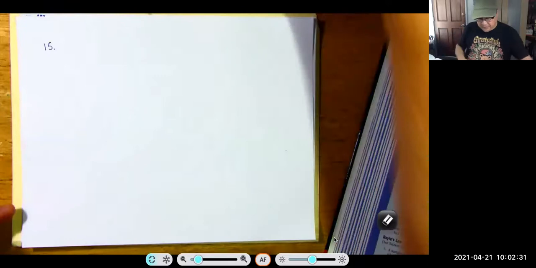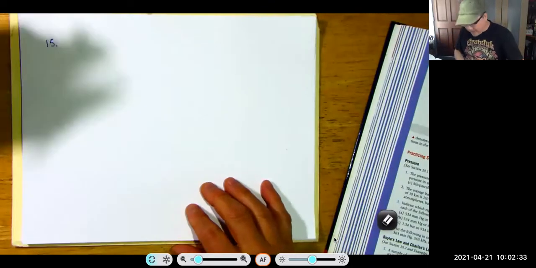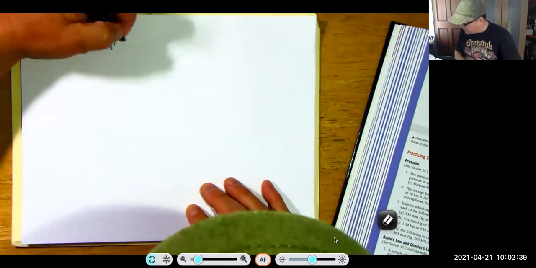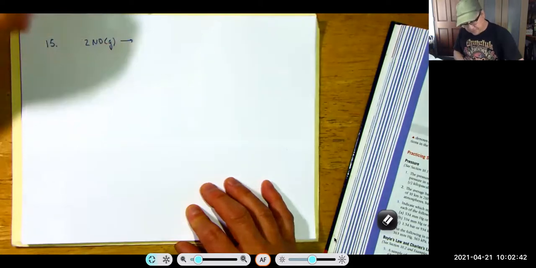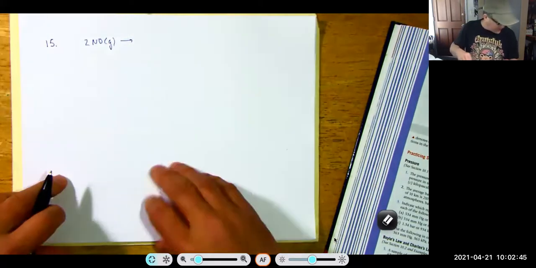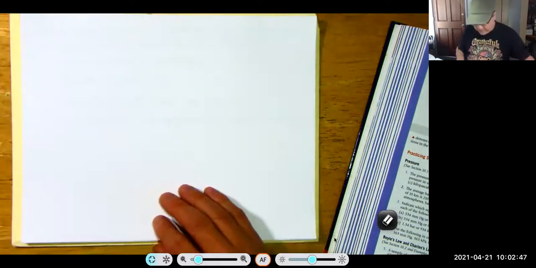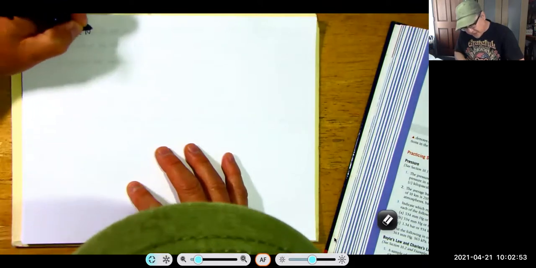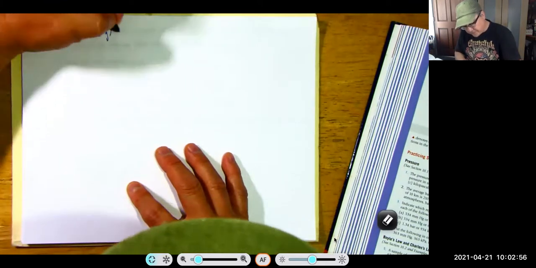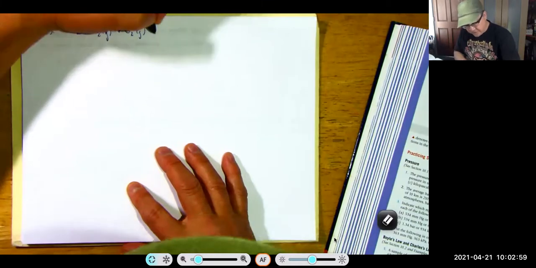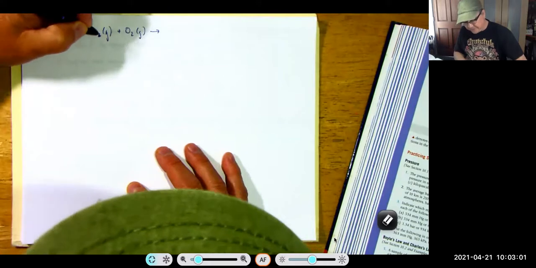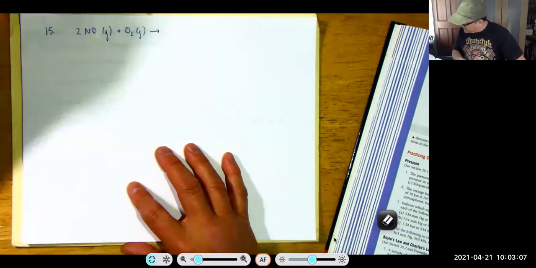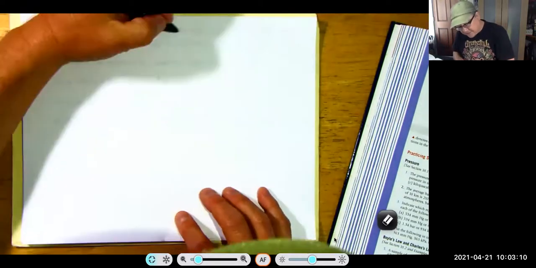Okay. So number 15, the reaction is 2 nitrogen monoxide react to give you, might as well start over. I got plenty of paper. Two nitrogen monoxide react with oxygen to give you, and that should be monoxide, not dioxide, to give you 2 nitrogen dioxide.